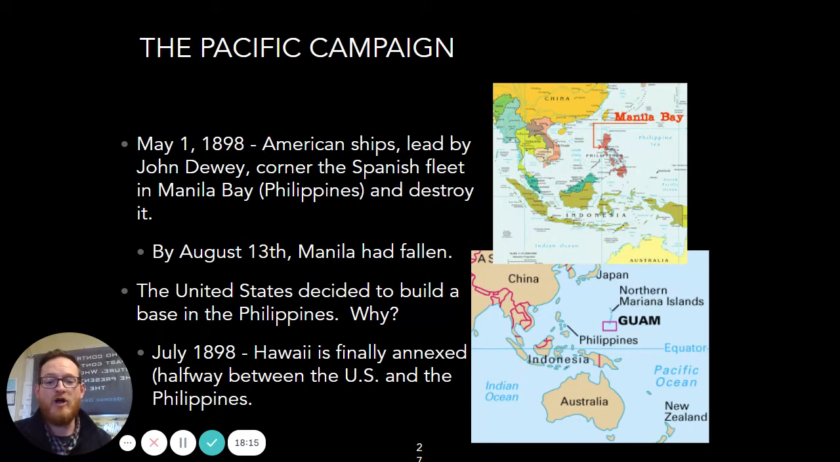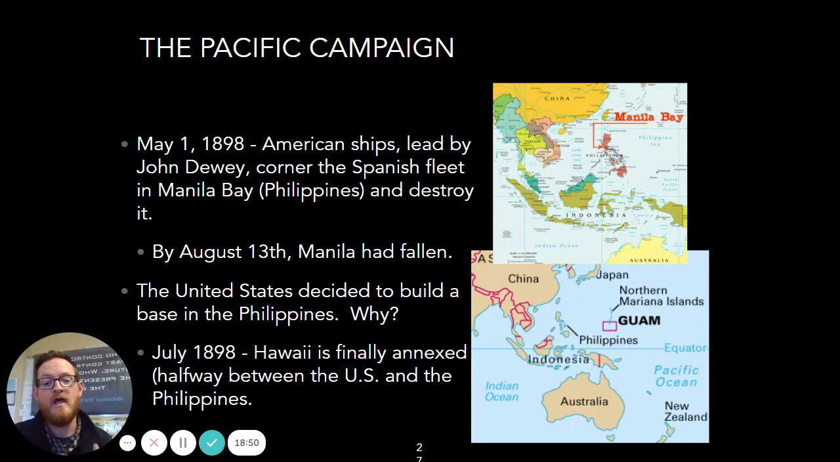The Philippines had also been under the power of the Spanish during that time and had been very, very unhappy with that as well. So that's why the war also is going to have a Pacific focus. You'll see May 1898, American ships led by John Dewey would corner the Spanish fleet in Manila Bay and basically destroy it. By August of that year, Manila had fallen, and the United States will eventually decide to build a military base there. And again, why would we build a military base there? Well, the Philippines, very, very strategic there, close to China, Japan, other countries we would want to be traded with.